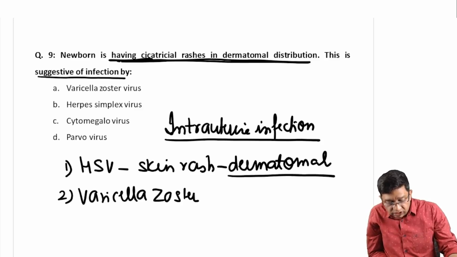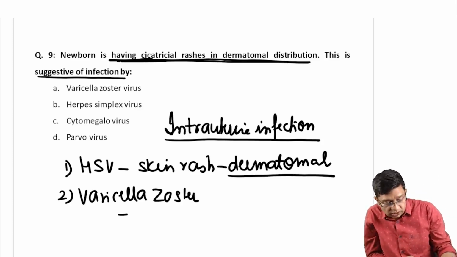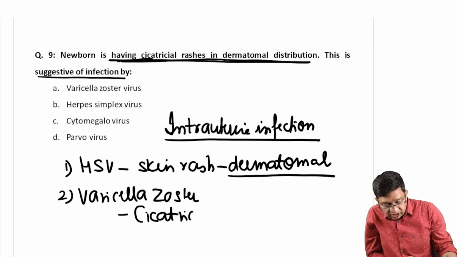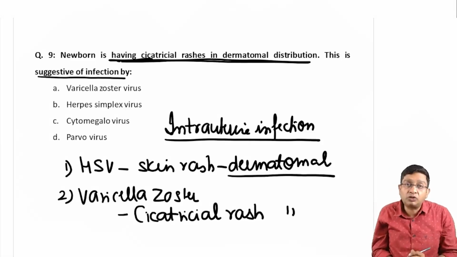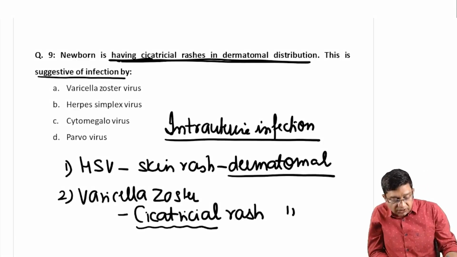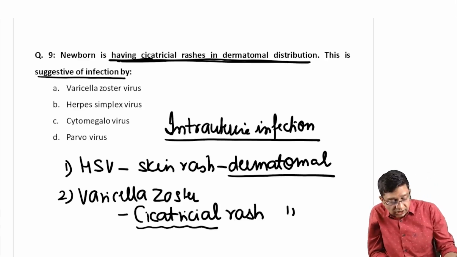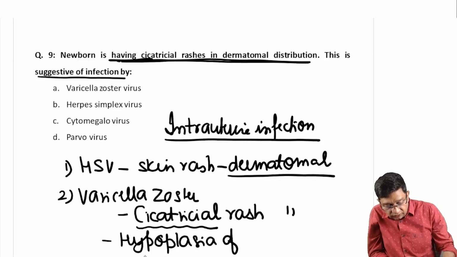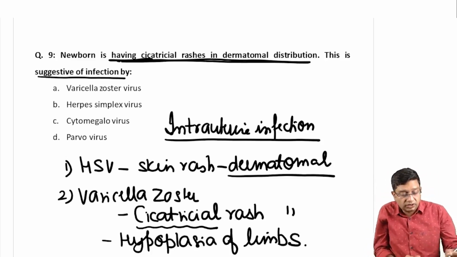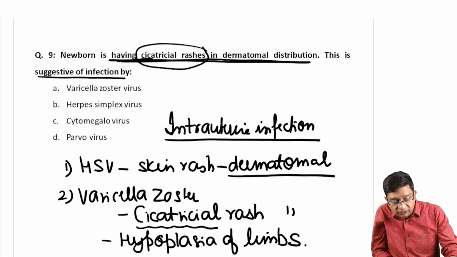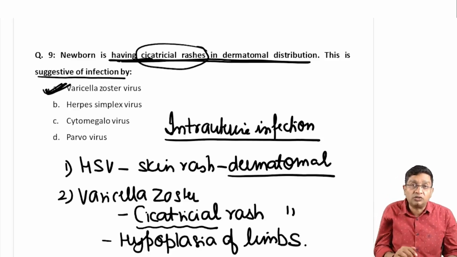In varicella zoster, there is a skin rash in the dermatomal distribution, but that is cicatricial. There is cicatricial rash which is present in the dermatomal distribution. So cicatricial basically means associated with fibrosis, and in varicella also there is hypoplasia of limbs, right? So therefore the cicatricial is in favor of the varicella zoster virus.